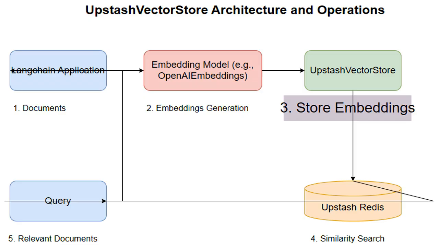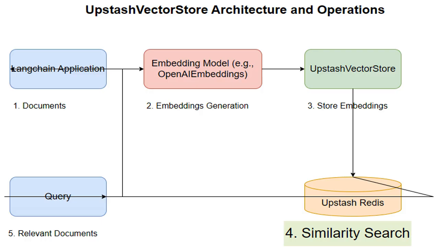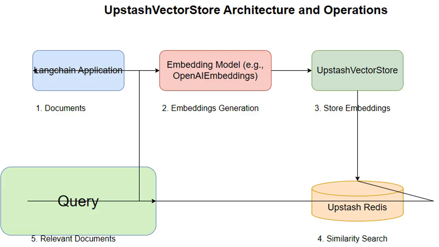Now, let's store embeddings. The generated embeddings are stored in the UpstashVectorStore, which utilizes Upstash Redis to efficiently manage and index these vectors. This storage process involves organizing the embeddings in a way that allows for fast and accurate similarity searches. Now, let's search for similarity. This is a core function of the vector store. Given a query, the UpstashVectorStore finds the most similar documents by comparing the embedding of the query to the embeddings of the stored documents.